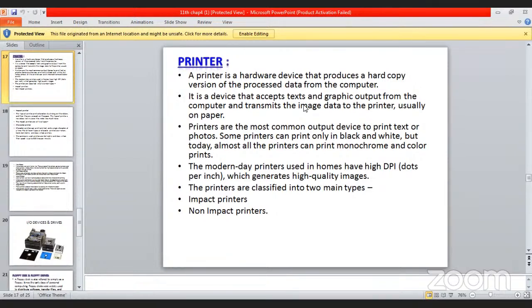So printers are the most common output device to print text or photos. Some printers can print only black and white, but today almost all printers can print monochrome and color prints. In modern days, printers used in homes have high DPI. High DPI means what? Dots per inch, which generates a high quality image.